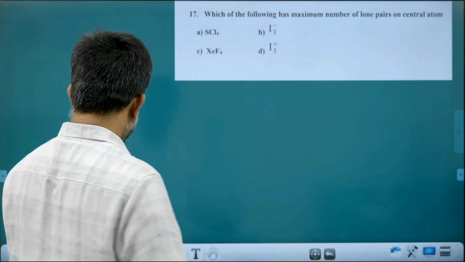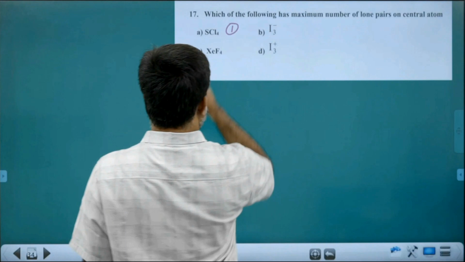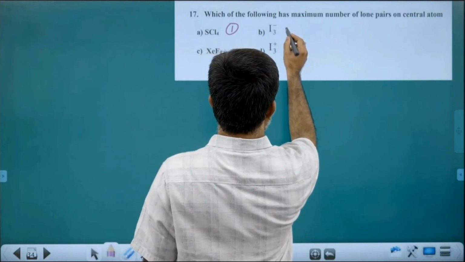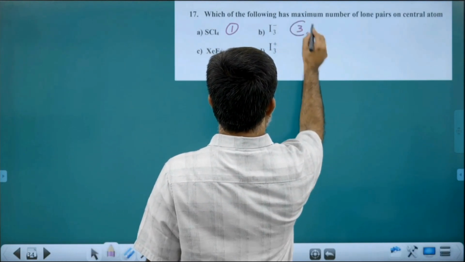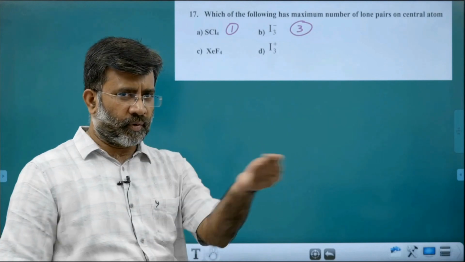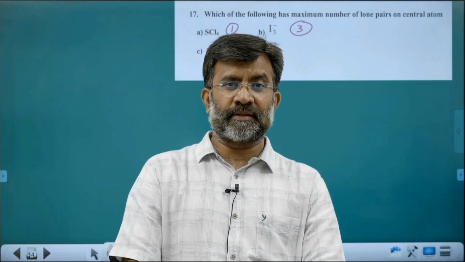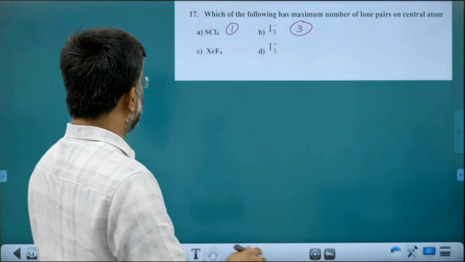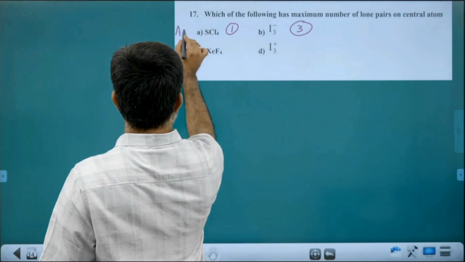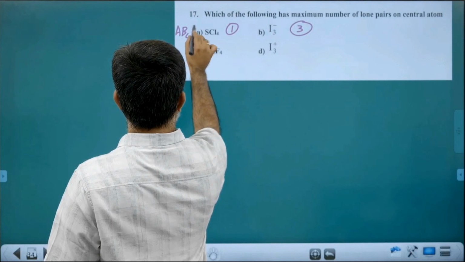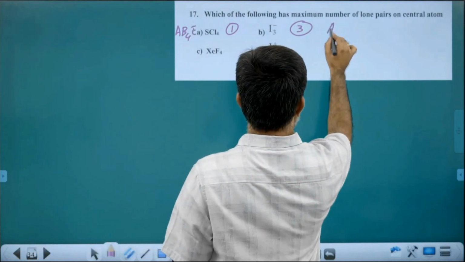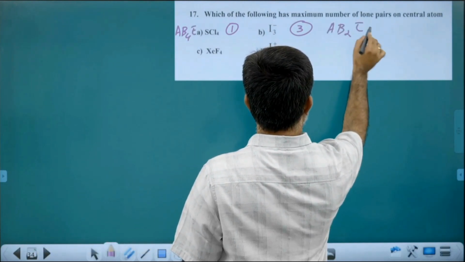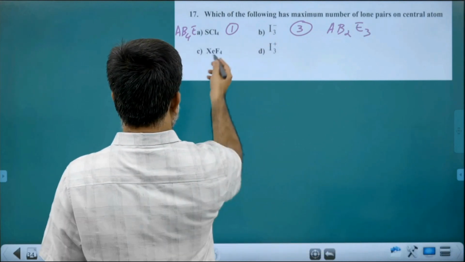One lone pair. So here it is one lone pair. This we have worked out, sp3d hybridization. Three lone pairs, linear molecule. A few minutes back we have seen sp3d hybridization, AB2E3 type. So this molecule is AB4E type and this molecule is AB2E3 type. What about this?